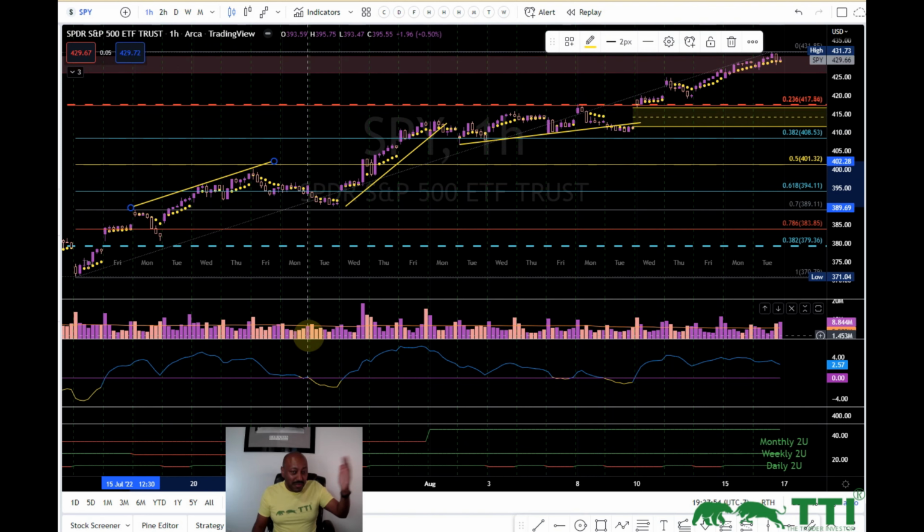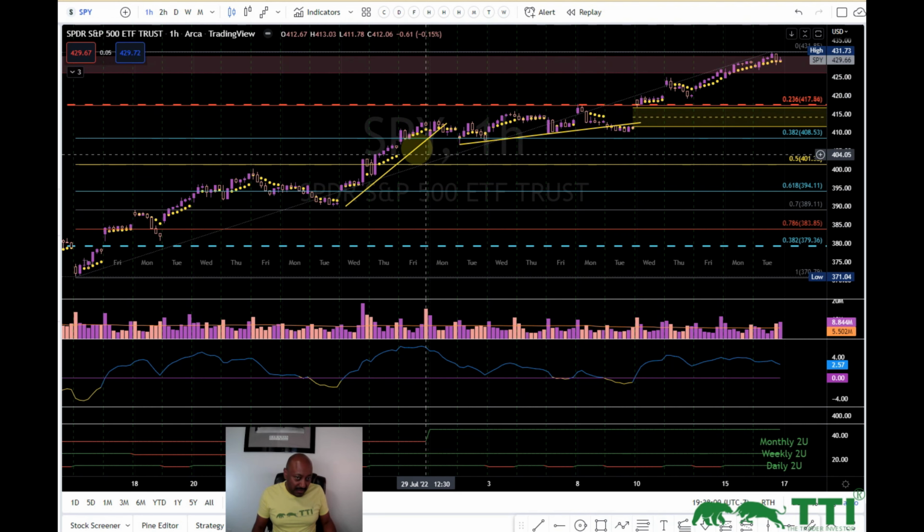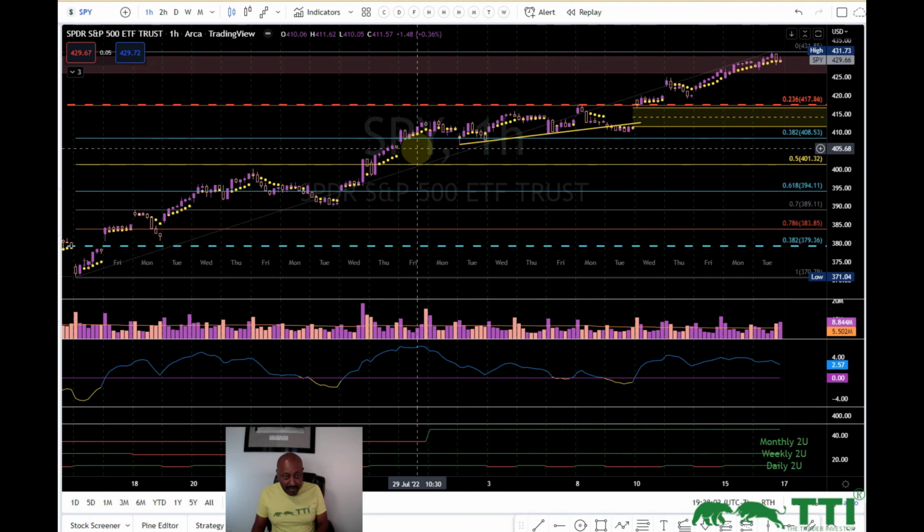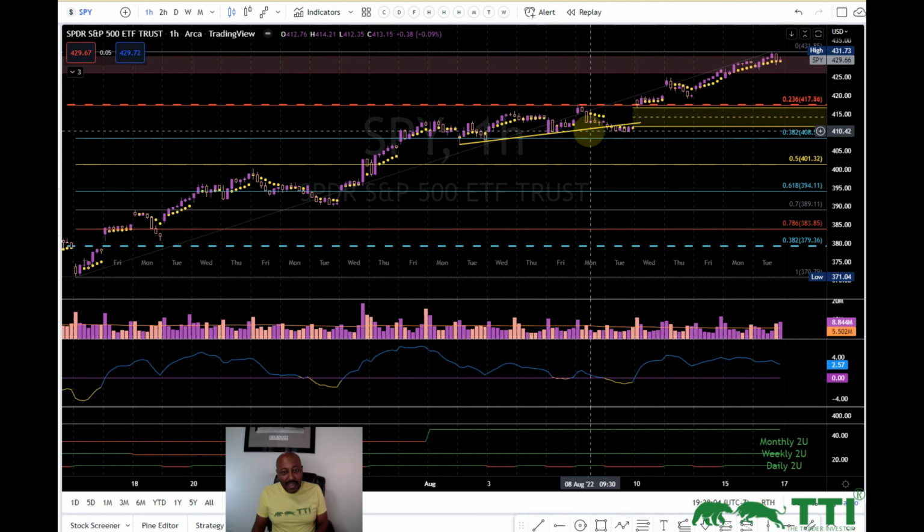It could be from the top side, could be from the bottom side. How many touches does it need to have to be considered a trend line? I like at least 3. Okay. The more the merrier, right? But I like at least 3. Okay. So that's what I want you to focus on.